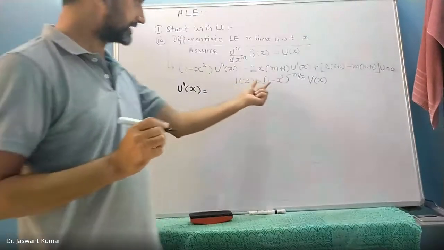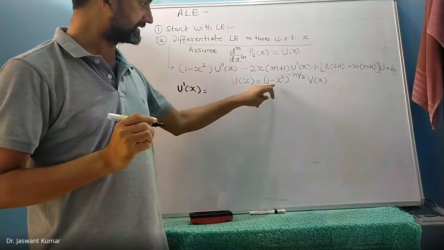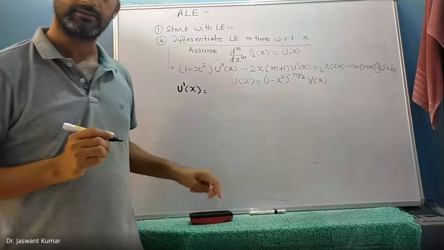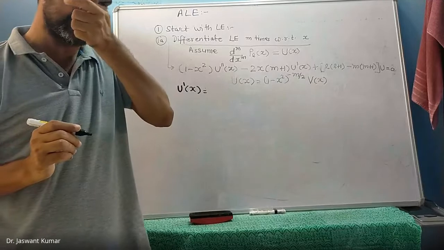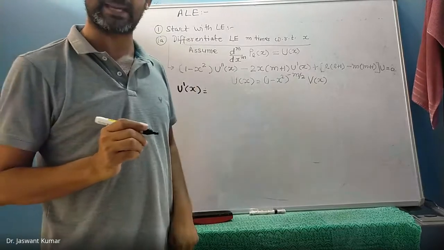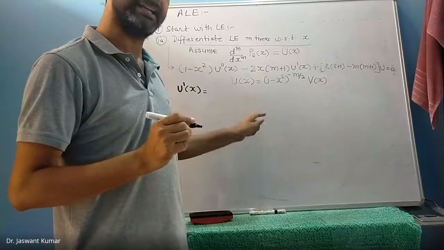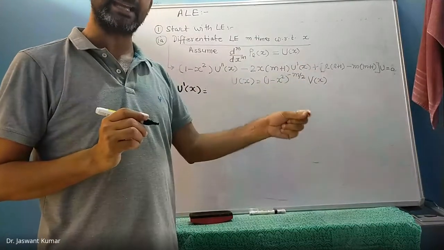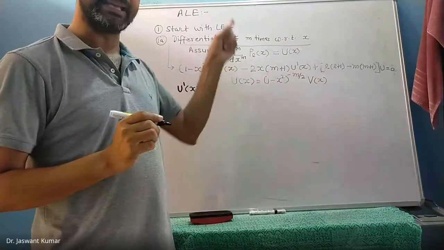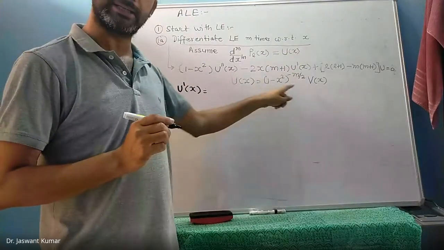u dash of x, you know that this is a function which is a into b. So if you want to take the first derivative of u with respect to x, then you know that this will be d by dx of a into b, which will be a db by dx plus b da by dx. Does this seem right to everyone?